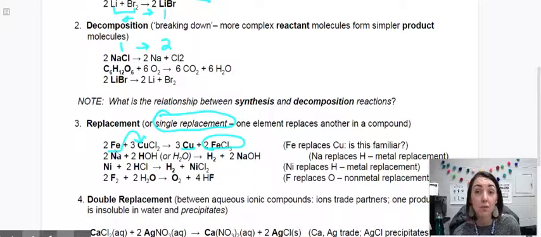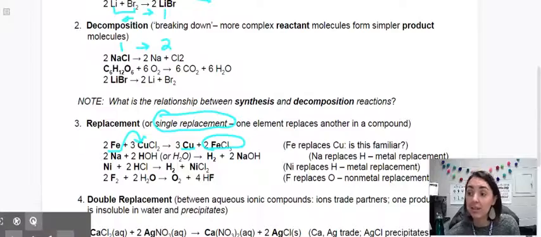So you're going to have one element replacing another element. And the one that got replaced is now going to be by itself. So again, think of it as the Mr. Steal Your Girl reaction. The sodium kicks out a hydrogen here. Now the hydrogen's by itself and the sodium is with the oxygen and the other hydrogen, the hydroxide. The nickel here kicks out the hydrogen. Now the hydrogen's by itself and the nickel is with the chlorine. So one element is replacing another.